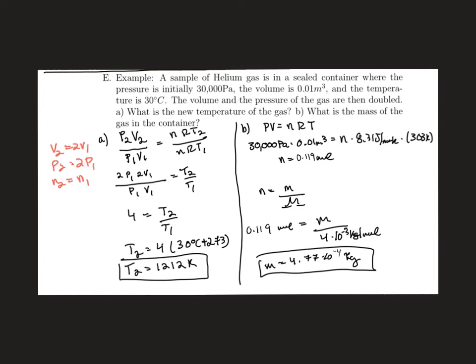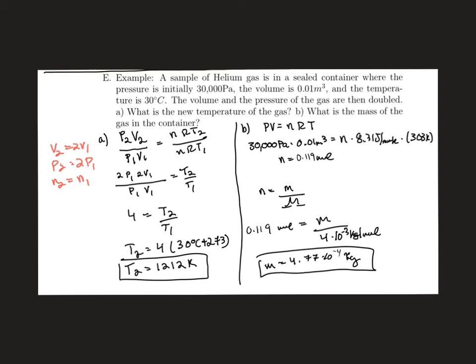Now for part B, we want to know what the mass of the gas in the container is. So we can use the ideal gas law to go from the number of moles to the mass by using the molar mass. So I have looked up the molar mass of helium, which is 4 grams per mole, and then I divided by 1,000 to convert it to kilograms per mole. So this is what the value you see here is.